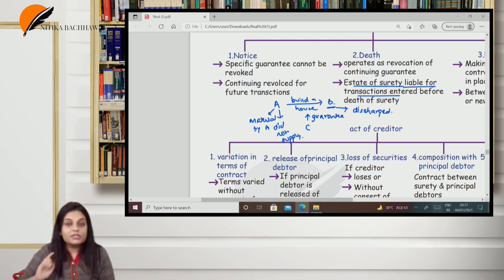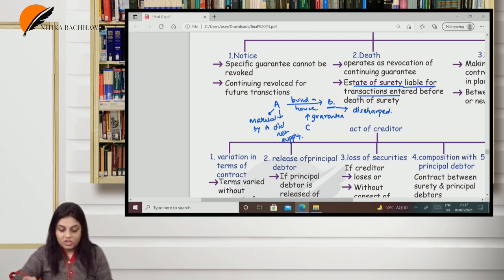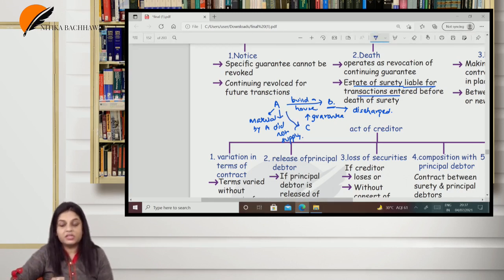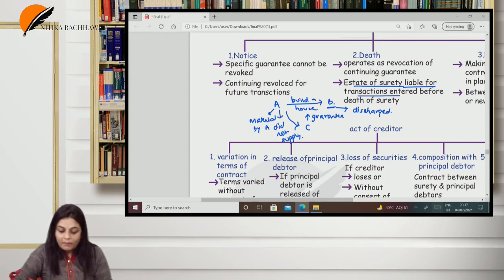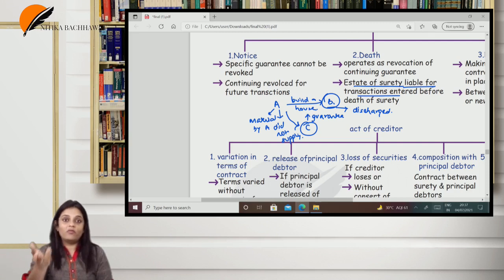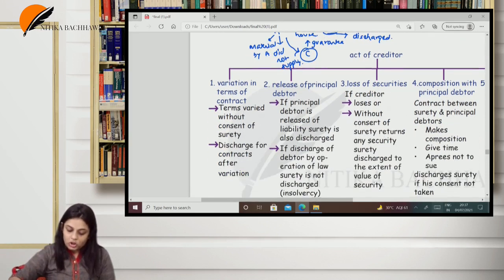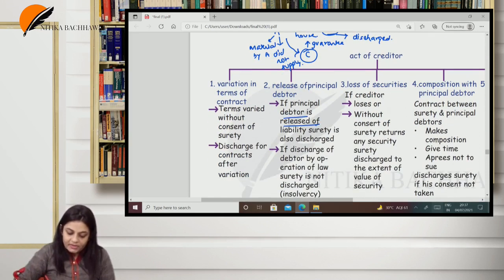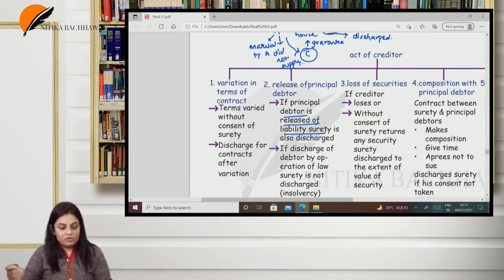Now when B is discharged, can A go and sue C for non-performance? No, because when B is discharged, C is automatically discharged. I am liable only because the principal debtor is liable. If the principal debtor's liability is nil, I am obviously not liable at all. So if the principal debtor is released of liability, the surety is also discharged.